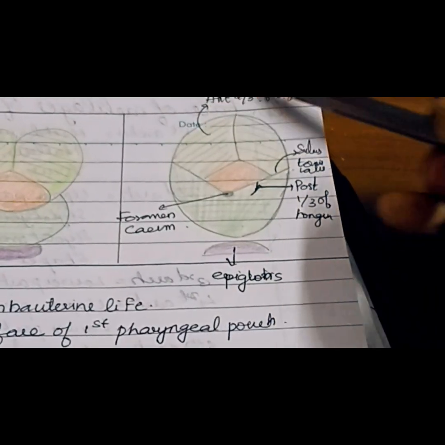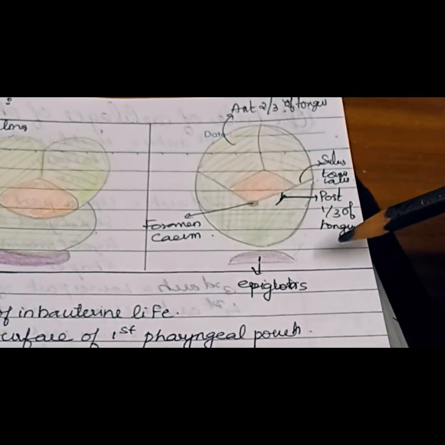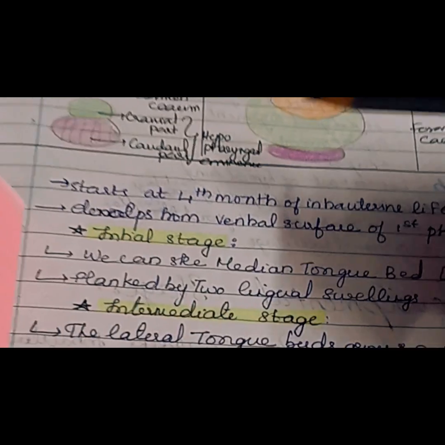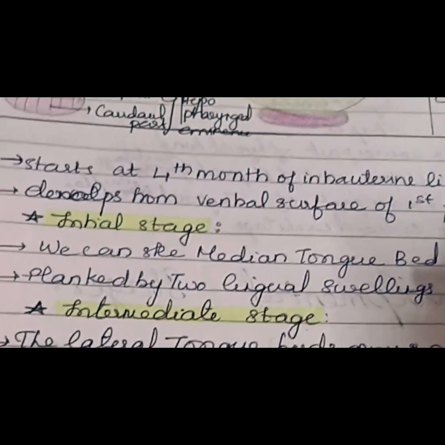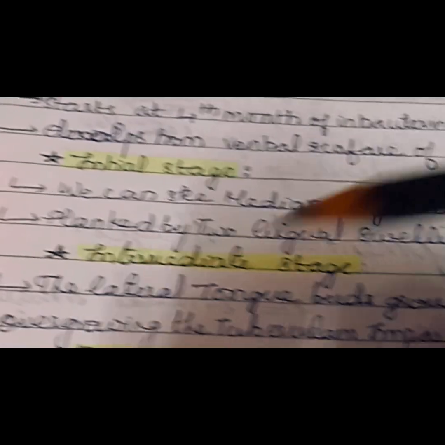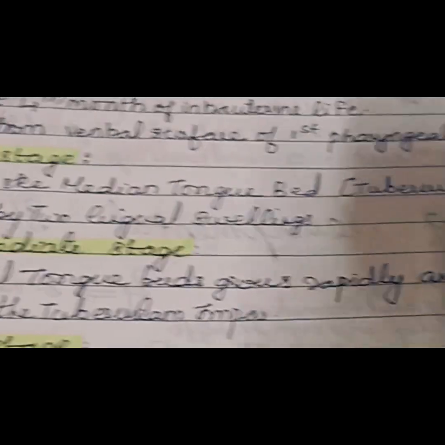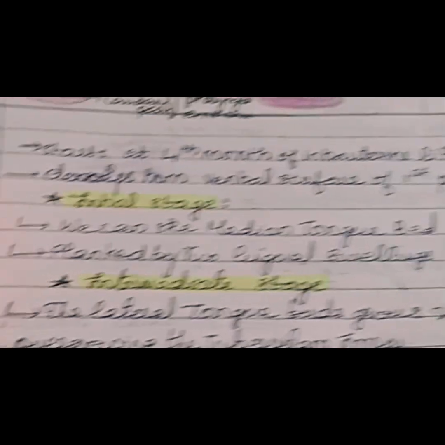So the anterior 2/3 of the tongue is formed by the lingual swellings, and the posterior 1/3 is formed by the hypopharyngeal eminence. So what are the 3 stages? Initial stage, intermediate stage and the fusion stage. We can see the median tongue bud, tuberculum impar, flanked by the 2 lingual swellings. Intermediate stage, the lateral tongue buds grow rapidly and begin to fuse, overgrowing the tuberculum impar. The fusion stage, lateral buds and the lingual swellings merge to form the anterior 2/3 of the tongue and the posterior part fuses to form the large hypobranchial eminence.